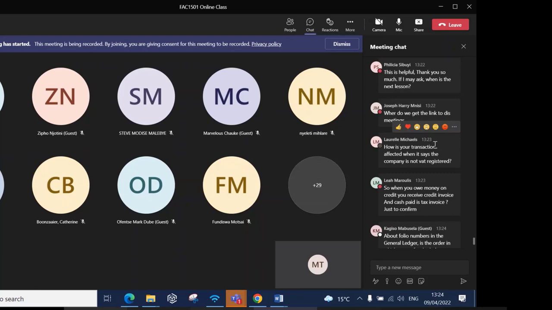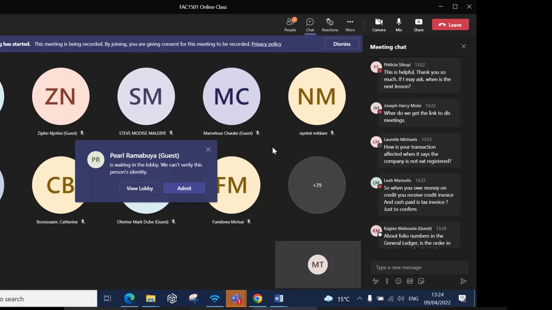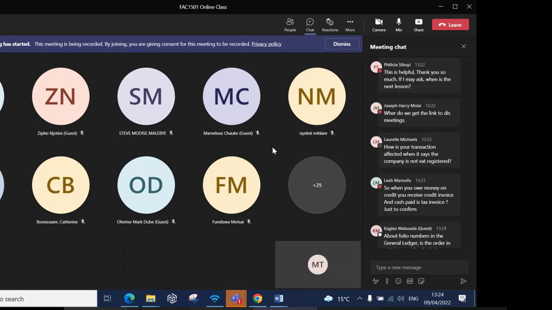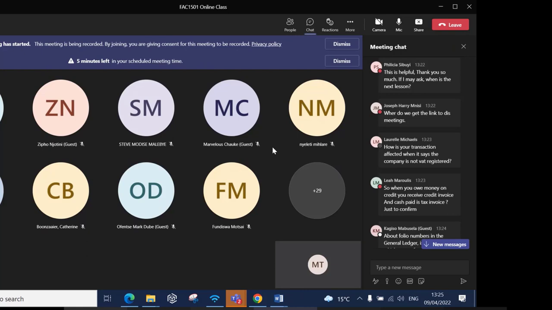Laurel Michaels, we will cover the VAT. The examples that I showed you now, we didn't take VAT into account. In the coming lessons, I'll be explaining more on VAT. If, let's say, BS Electrical was a VAT vendor, so he was VAT registered, then all the invoices that he issues to his clients or customers would have included VAT. In the coming lessons, we will definitely be going through VAT.